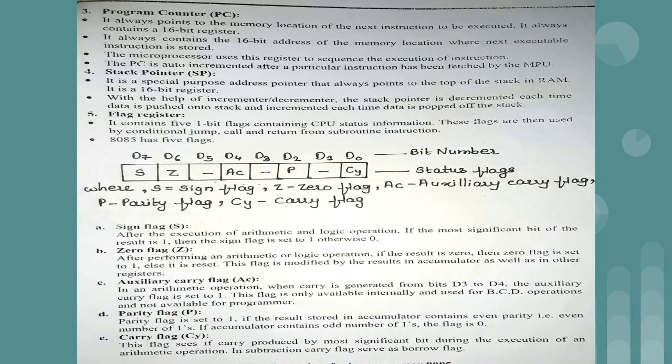Basically, again in case of arithmetic operation, when the carry is generated from the bits D3 and D4, in simple words, if D3 and D4 have 1 as a value, meaning D3 and D4 contain the carry, in that situation this particular auxiliary carry, that is the D4 bit, is set to 1. So auxiliary carry means when the D3 and D4 bits contain 1. In that situation, the D4 bit of the flag register is set to 1, otherwise it is set to 0.